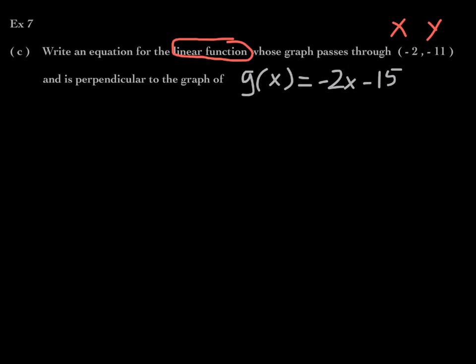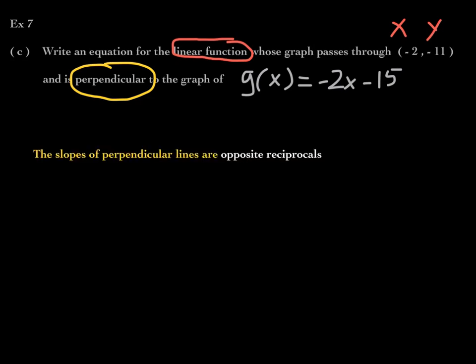Now, this is a very important word, perpendicular. Let me help us remember what that word implies. Okay, so add this to your notes. The slopes of perpendicular lines are opposite reciprocals. Opposite reciprocals, which means opposite in sign, and reciprocal just means flip the number over.